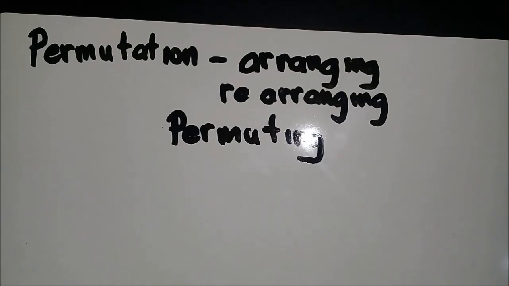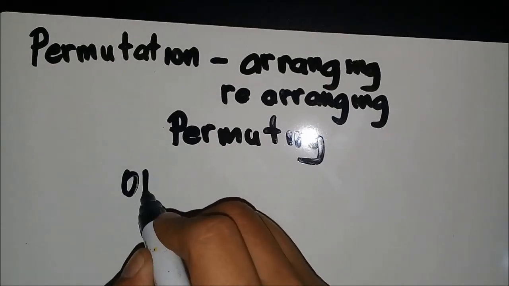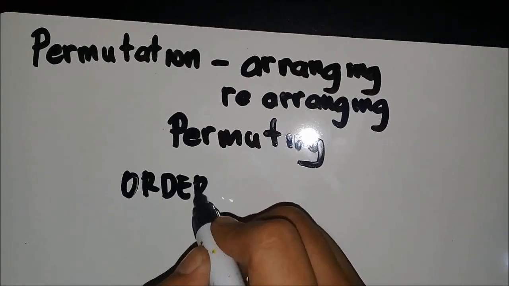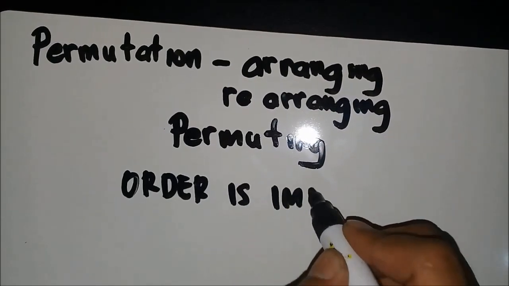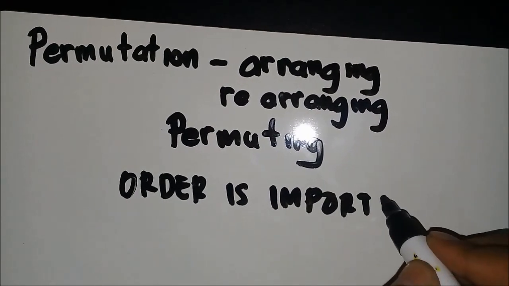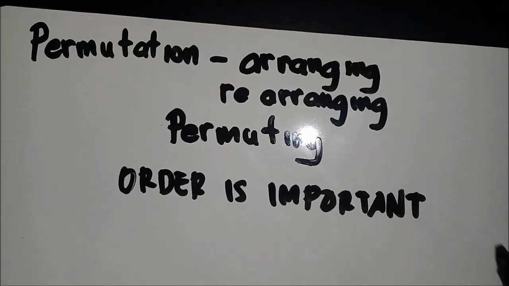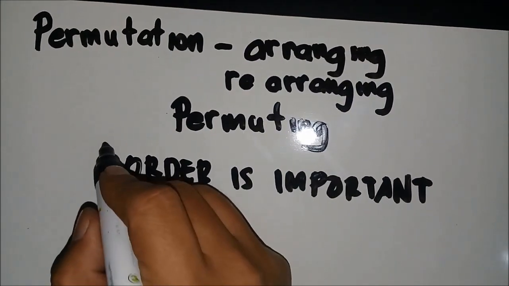Unlike combination, which is a selection of some members of a set regardless of order, here in permuting or permutation, order is important. Okay, remember that in permutation, order is important.